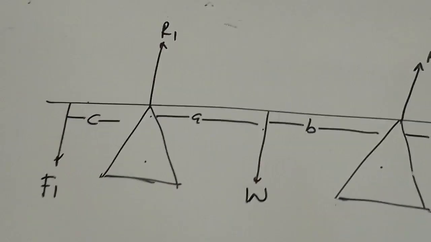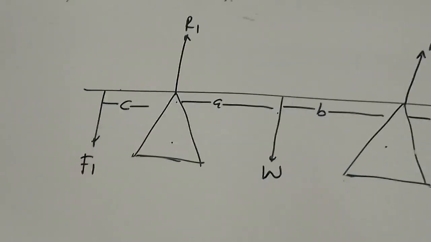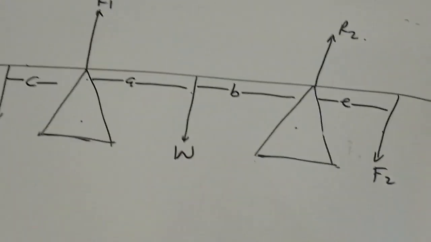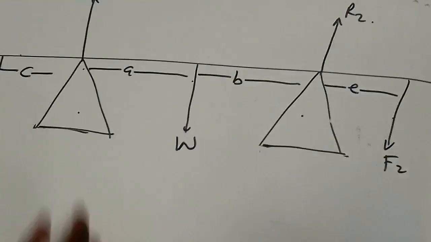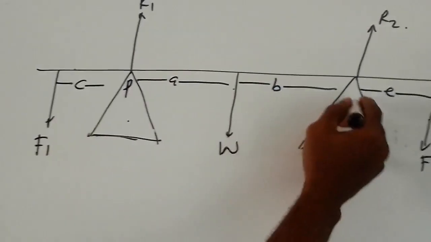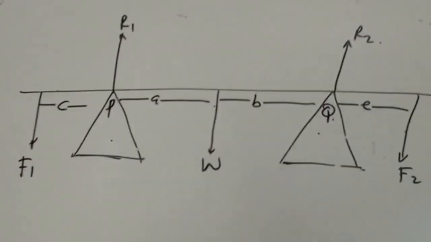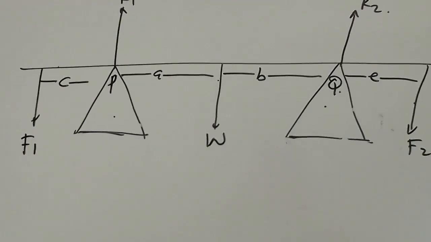How do we take moment on a double pivot system? Let's call this point here P, and this point here Q. What we'll do is take moment from any of the pivots.